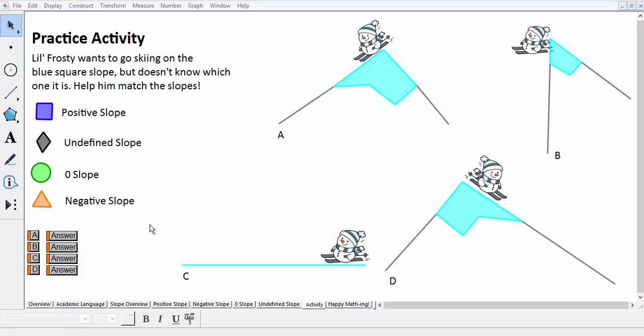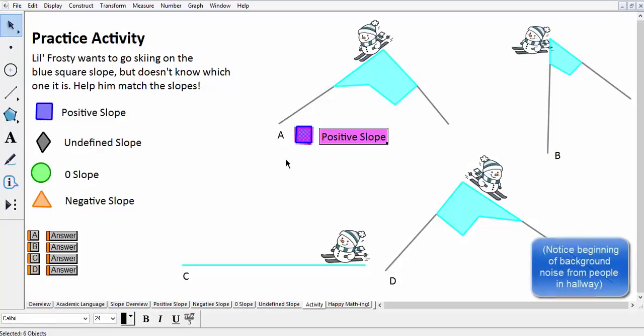So we need to help him match the slopes. We're going to start with slope A, over here. What slope is this? That's right. This is the blue square. It is a positive slope. It leans to the right as you go from left to right.